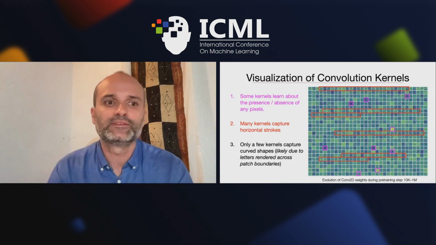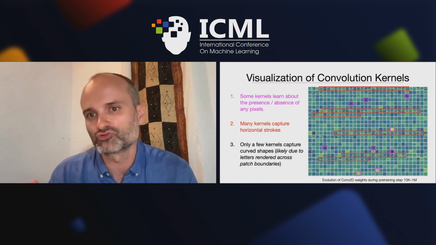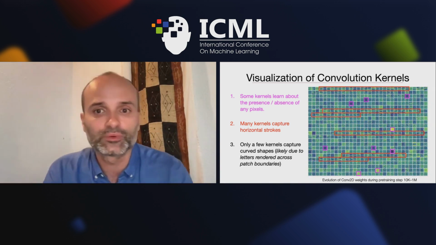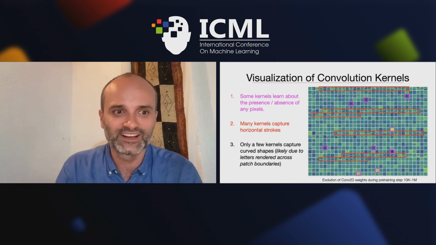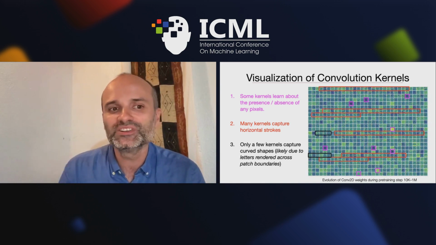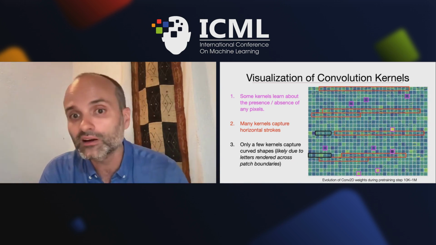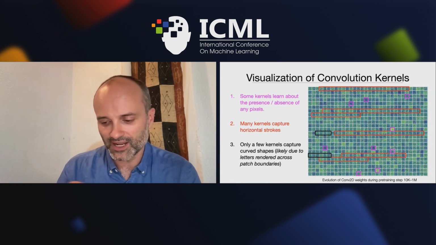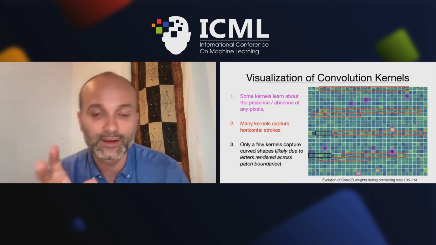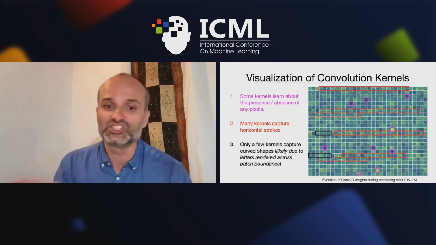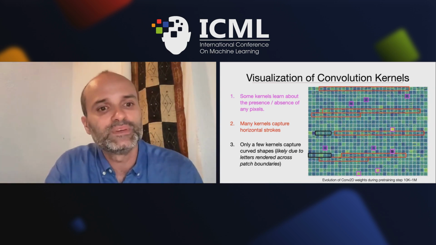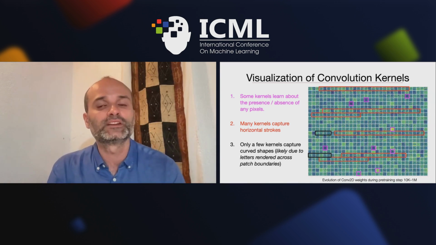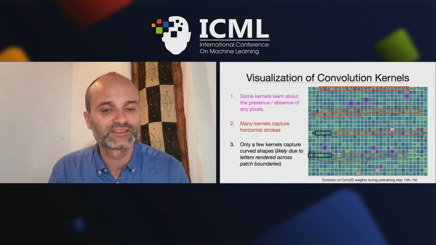There are many different kernels that are capturing horizontal strokes throughout the inputs. This could be because of the properties of the English language data we're using, or perhaps the rendering strategy we have. And there are a few of these kernels that capture curved shapes. This could be, once again, because we have the unconstrained rendering, and so it's capturing that B's and C's and E's and G's sometimes overlap in between different patches. Nevertheless, we can see some properties of the language data might be captured within this.